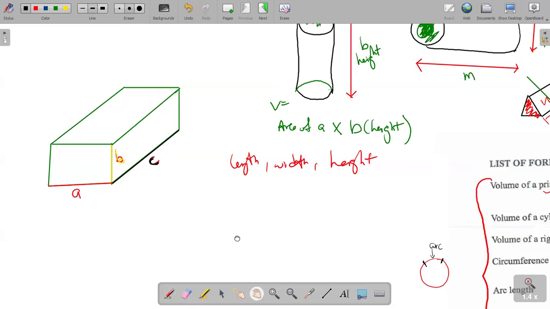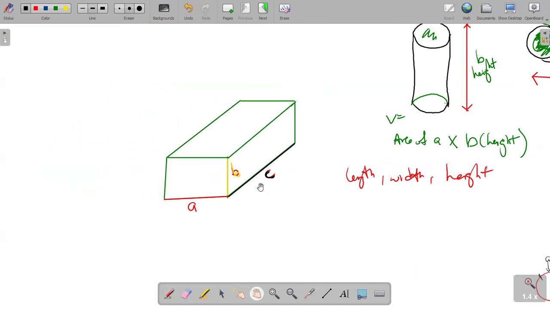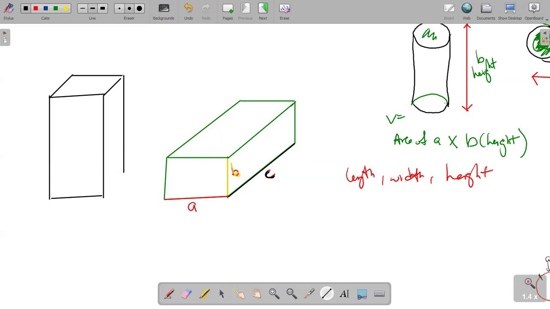No, look at the overall shape. Doesn't this overall shape look like it's lying down flat? Suppose I were to take this same shape and make it stand up. What letter would now represent the height of the overall shape? Which letter would represent the height of the overall shape now? Excellent job, everybody. It will be C.